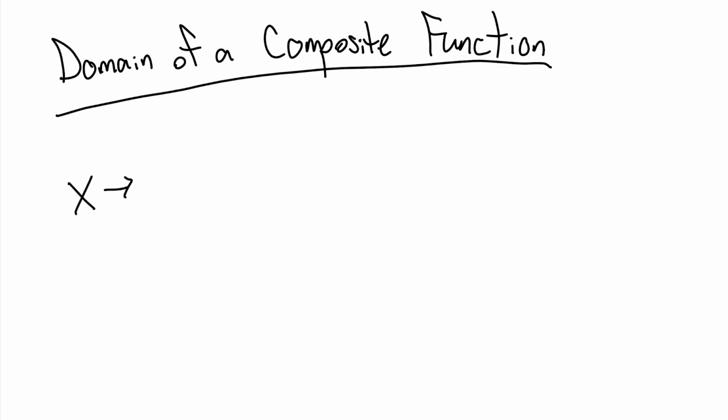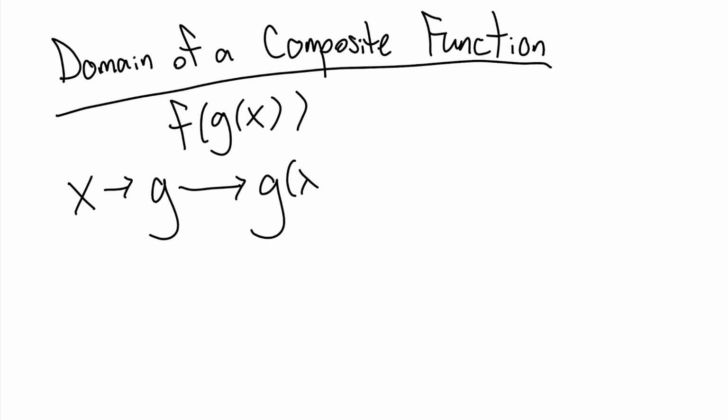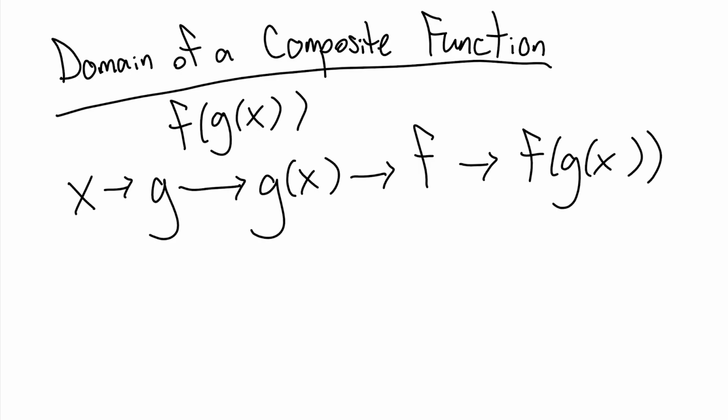Right? So if we remember the picture that we drew for f of g of x, x goes into g, which gives us the output g of x, and then g of x goes into f, which gives us the output f of g of x. So the domain values are the inputs, right? But in this sense, we have two different points of entry. We have these x's, which are going into g, and then we have these g of x's, which are going into f. So we have to take both of these into account.